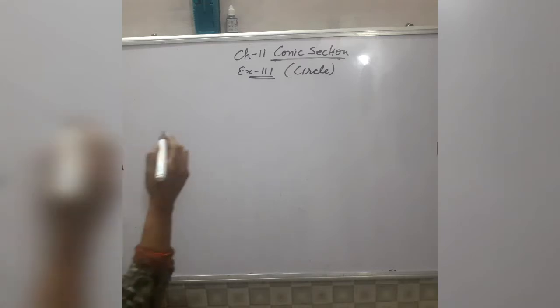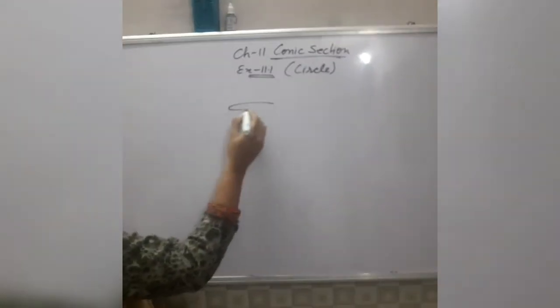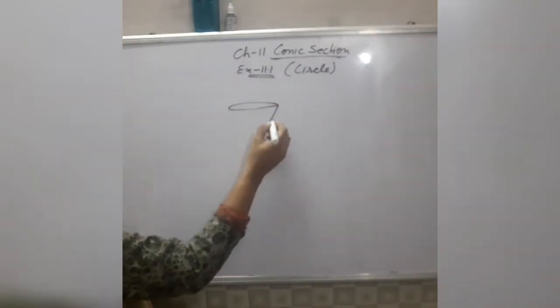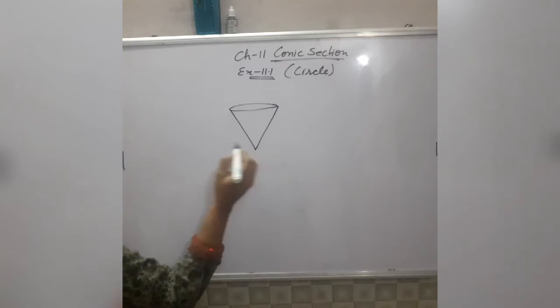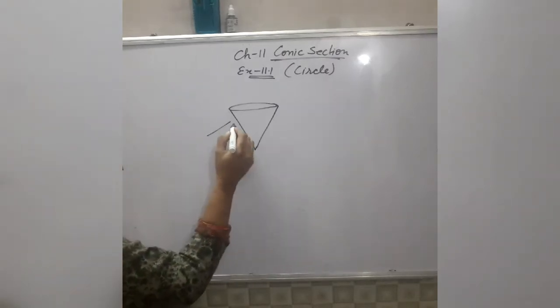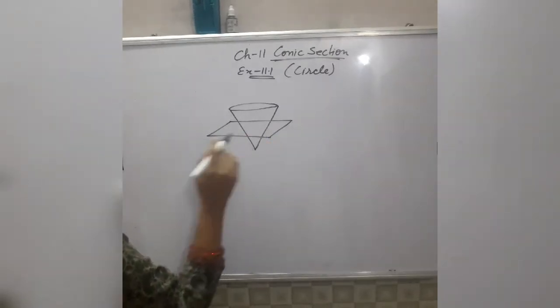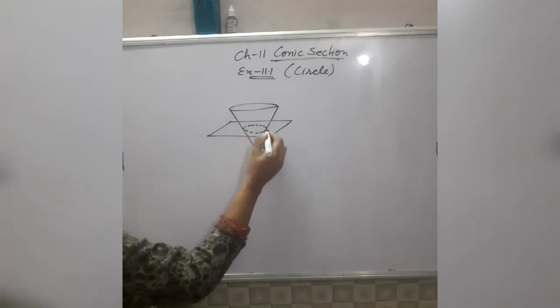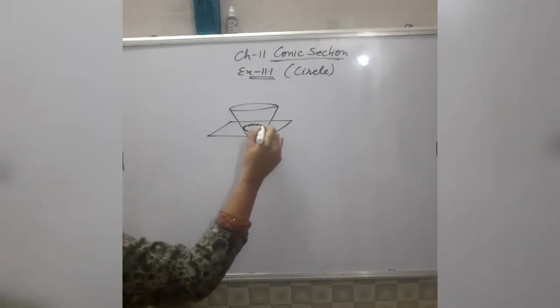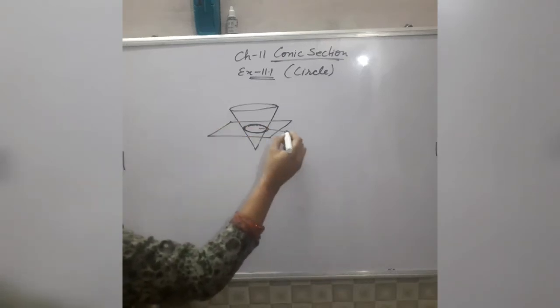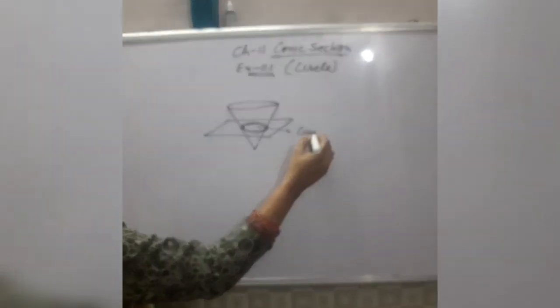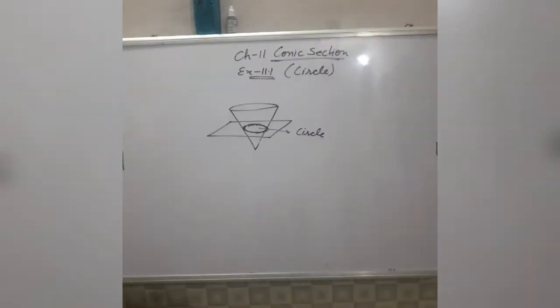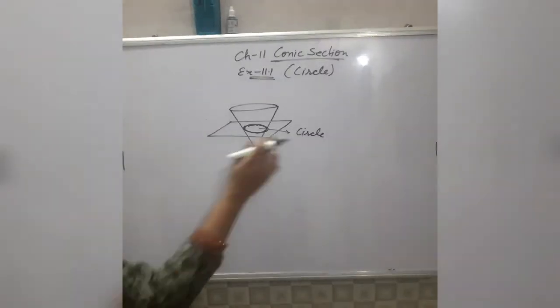Now see how a circle is part of a cone, meaning this is a conic section. Let us suppose you have a cone, and if you cut this cone in this way, then the shape obtained here will be a circle. So that's why in the first exercise, as a part of conic sections, we will study the circle.